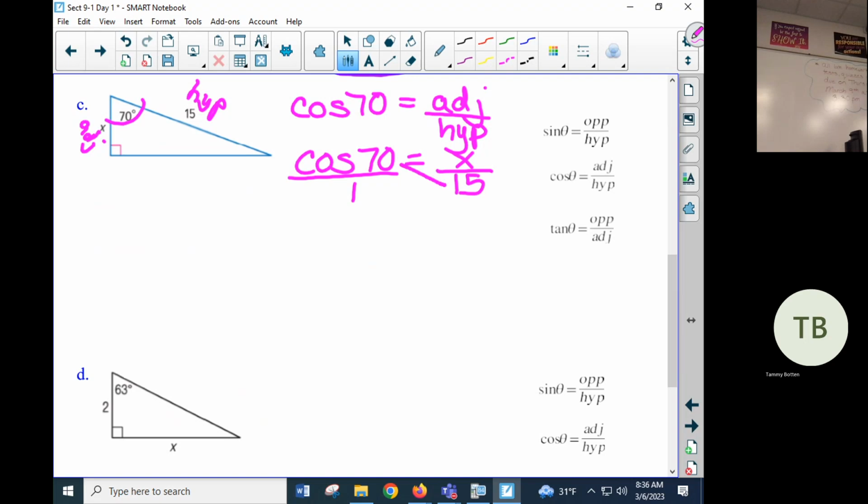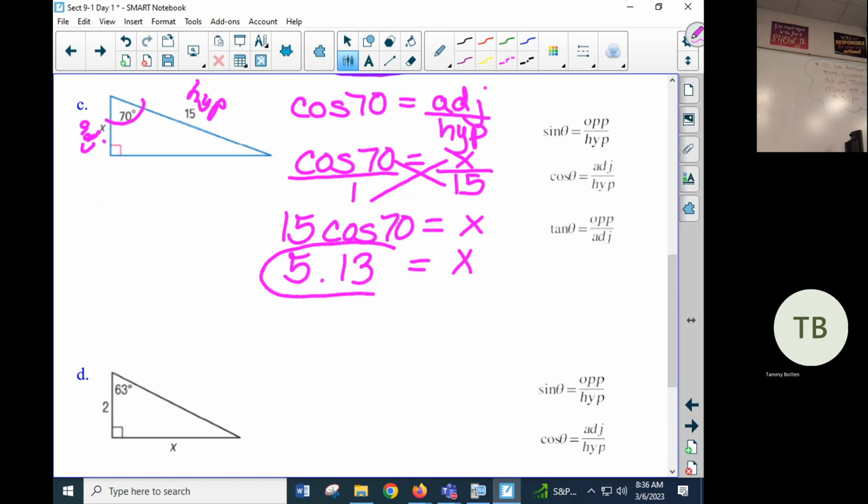And when I multiply here, I'm going to put the whole number in front of the trig function, and that equals X. And then I'm going to go 15 cosine of 70, and that equals 5.13.